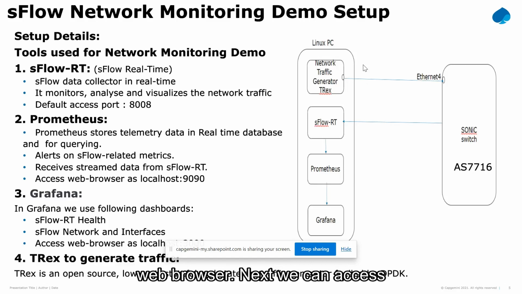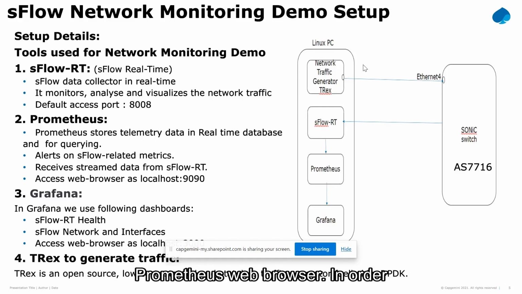Next, we can access the Prometheus web browser by giving the localhost IP address where Prometheus is installed and running and the default port 9090. The data sent by sFlow to Prometheus will be seen as metrics in the Prometheus web browser. For those metrics, we can see what types of network stats there are, and they can be viewed in the Prometheus web browser.